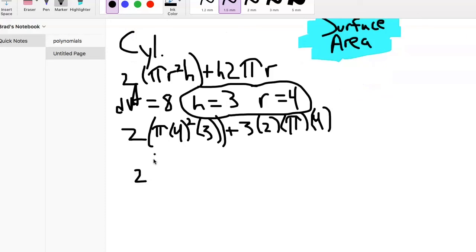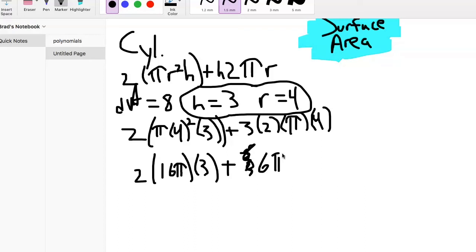Okay, so 4 squared is 16. So we got 16 pi. 4 squared is just 4 times 4 times 3 plus 3 times 2. Shoot, cross that little thing out. 3 times 2 is 6. So we got 6 pi, and keep that 4 around as well. Okay, there's all we got there.